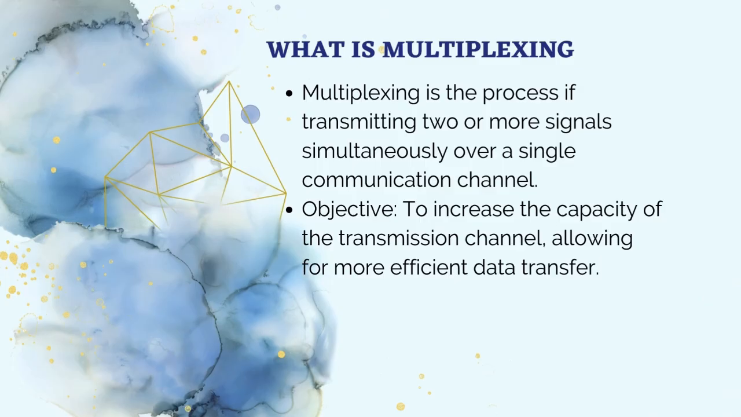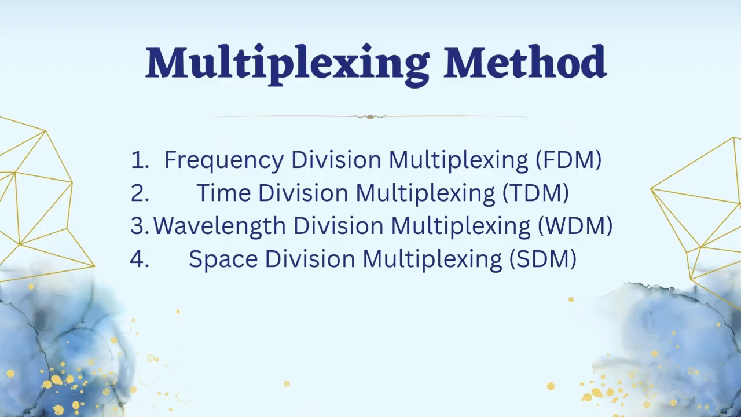Now, what is multiplexing? In telecommunication, multiplexing is the key to efficiency. It's the process of combining multiple data streams into a single complex signal, allowing one communication link to carry more information than ever before. Now, there are 4 techniques of multiplexing method. First one is frequency division multiplexing, FDM, and then time division multiplexing, TDM, wavelength division multiplexing, WDM, and space division multiplexing, SDM.